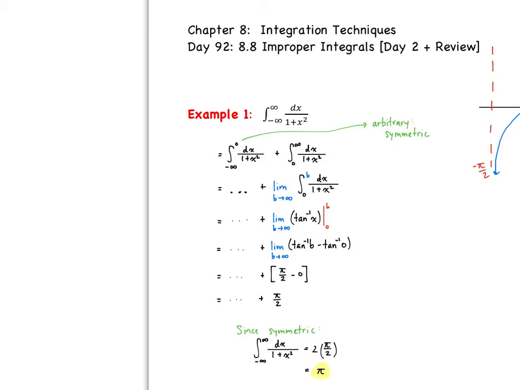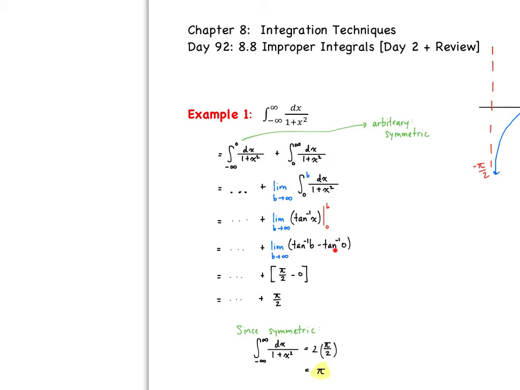All right, so with that said, because we've got this infinite limit, we need to change this. I'm just going to focus on this one here. So I'm going to rewrite it, and remember, whatever happens here, it's happening here as well. So this is the limit as b approaches infinity of the integral from 0 to b of dx over 1 plus x squared, which we can integrate. That's just arctangent of x.